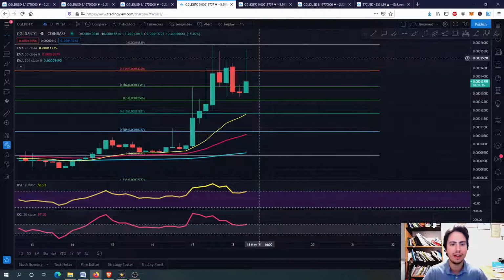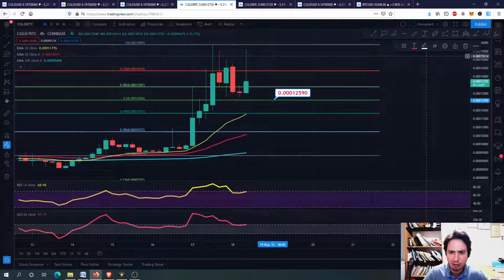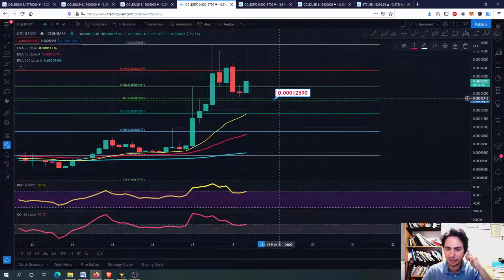And now on CGLD against Bitcoin, we are having this as a support level 0.30, and of course let's see now 12 to 13 around there, guys.